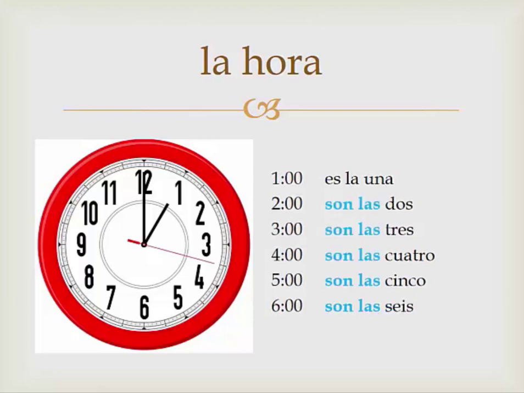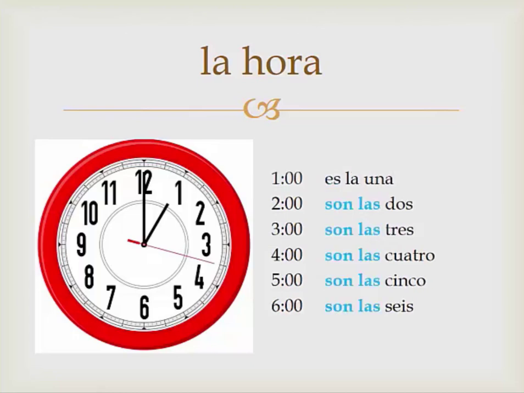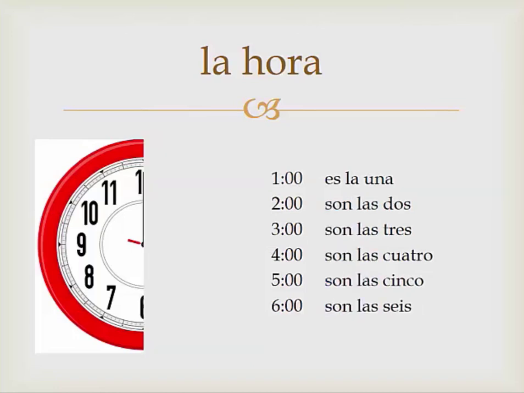And notice 2, 3, 4, 5, 6, and that goes all the way to 12, is going to be son las. The only one that's different is going to be 1 o'clock, which is es la. Because there's only one, it's singular, es la una, whereas the rest are all plural. There's more than one number. It becomes son las dos, son las tres, son las cuatro, son las cinco, son las seis.